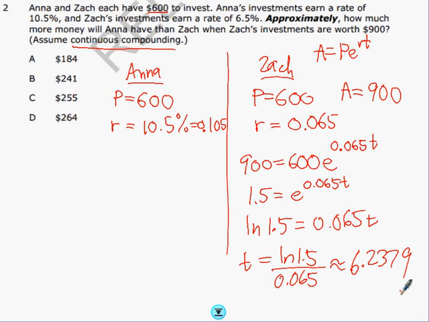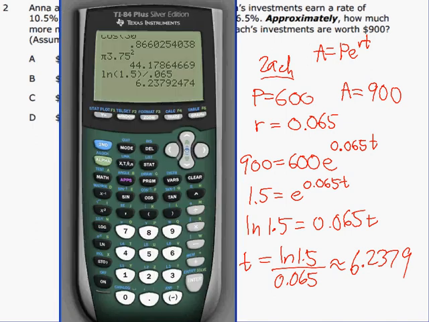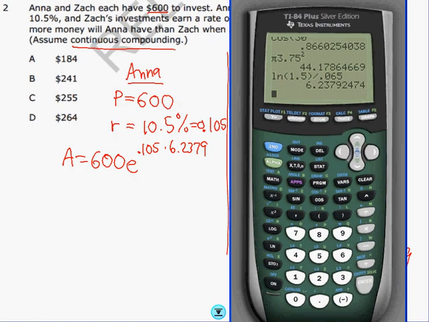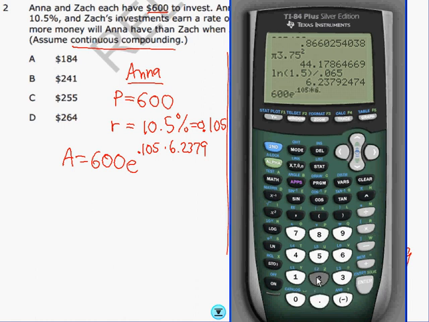We're going to plug that in for Anna and see how much money she's going to get. Principal 600, e to the 0.105 times 6.2379. Okay, here, 600 e to the power of 0.105 times 6.2379. Since this is in the calculator, I could just hit second answer. Let's see how much money that is. I do want to point out, if you have the calculator where it typically writes the caret, you're going to need to put these in parentheses.